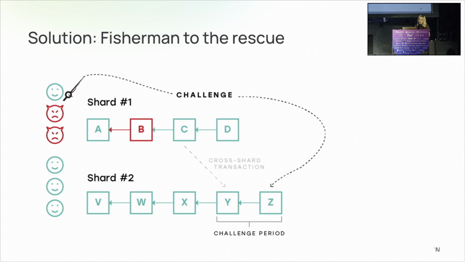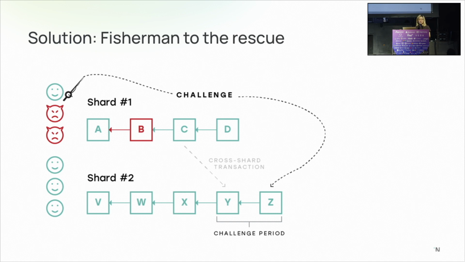So with this Fisherman technology, if there is at least one honest node, not validator, honest node tracking each shard, the whole system will be secure. However, this is still only a partial solution.